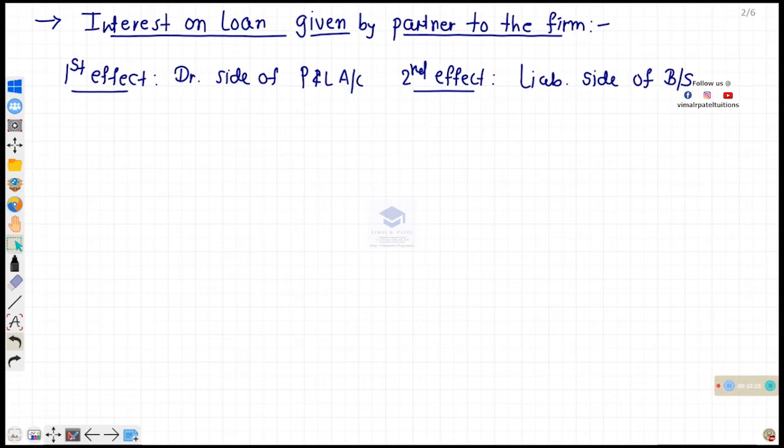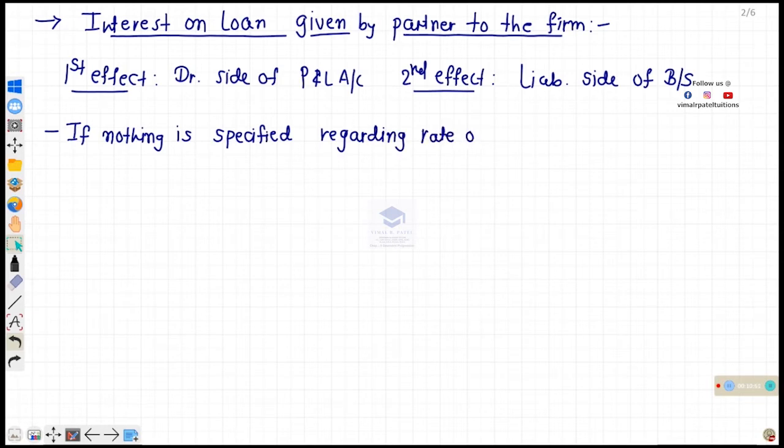Now if nothing is specified regarding rate of interest, then it must be calculated at 6% per annum.